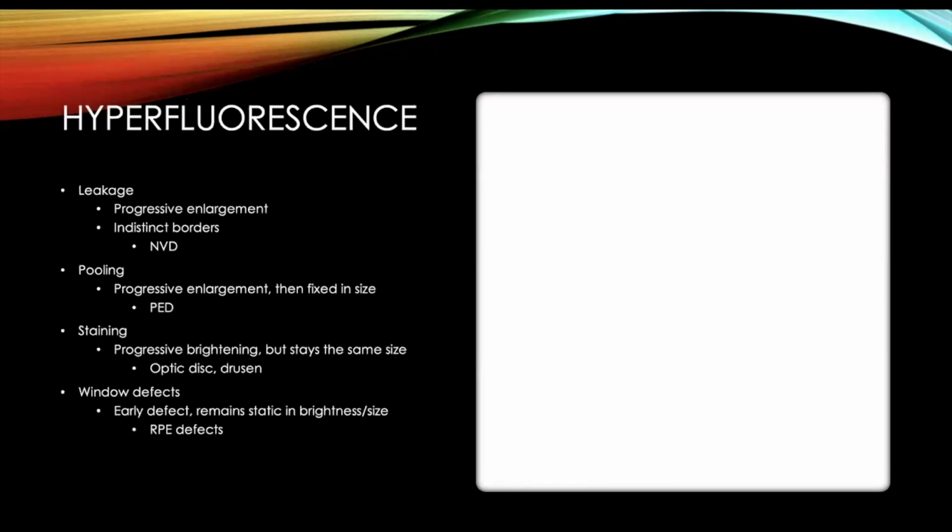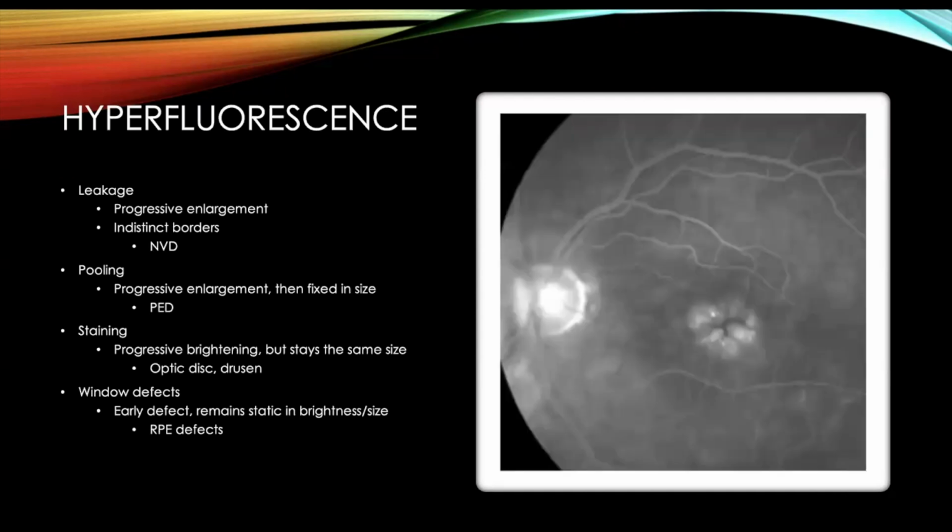And now we'll start talking about the pathologies that you're going to come across. There are four different types of hyperfluorescence that you're going to see on any FFA. The first one is leakage. If you think about what leakage is, essentially you've got blood leaving the vessels. So this is going to progressively enlarge, and your borders are going to be quite indistinct because something is leaking. And this is what it looks like.